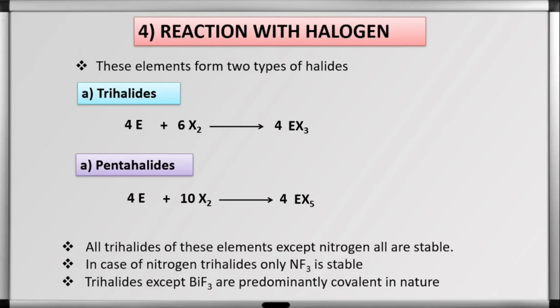Now here we look at some important points of trihalides and pentahalides. See, all the trihalides of these elements, except nitrogen, are stable. That means all the trihalides of the nitrogen family are stable except nitrogen. In the case of nitrogen trihalides, NF3, nitrogen trifluoride, is stable. For example, NCl3, nitrogen trichloride, is unstable, but NF3 is stable. So among all the nitrogen trihalides, only NF3 is stable.